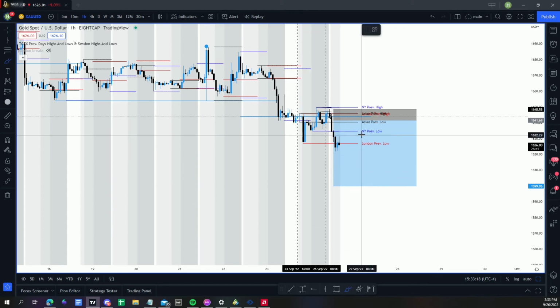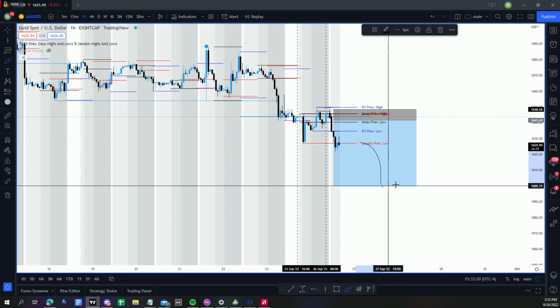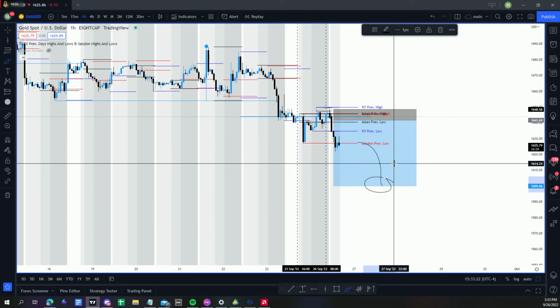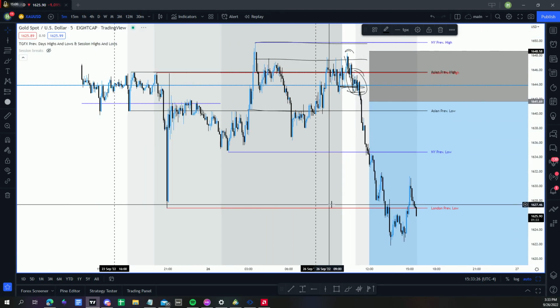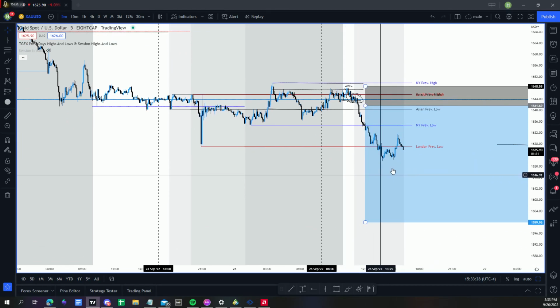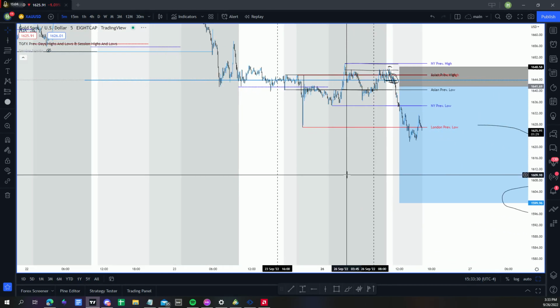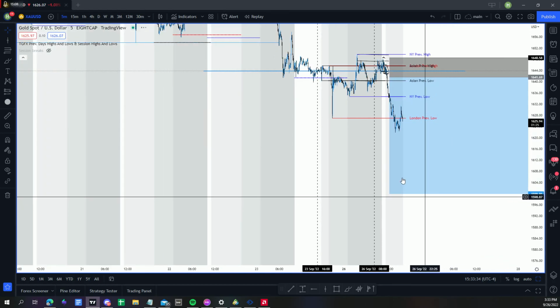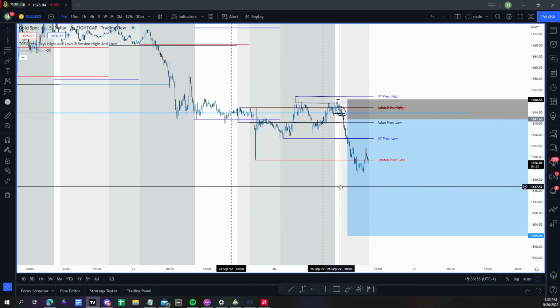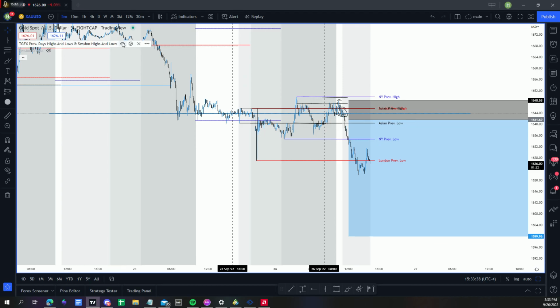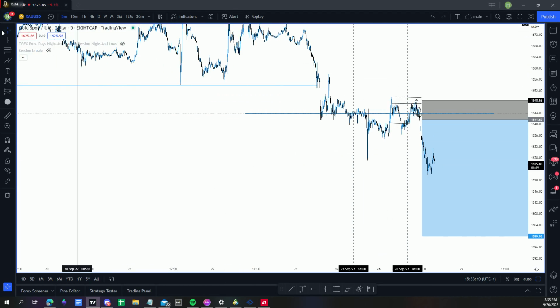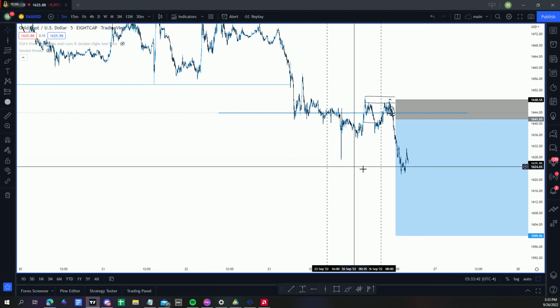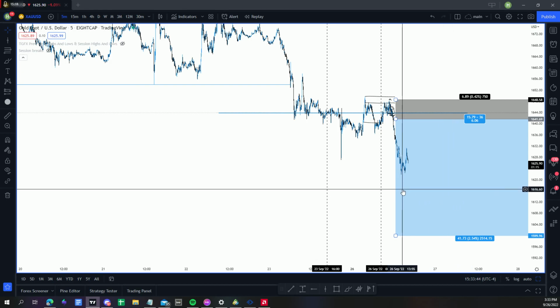Give us a large continuation, kind of a magnet down to the 1600 psychological level. But obviously, if price wants to change up on us, then I'll be able to partial out on the way and take profits as I see fit. But yeah, that's a pretty simple breakdown on the trade I took this morning. I don't want to get too complicated with it and show you all the nuances behind it, because that'll just complicate you. This is only the first video, and they'll get more in depth over time.